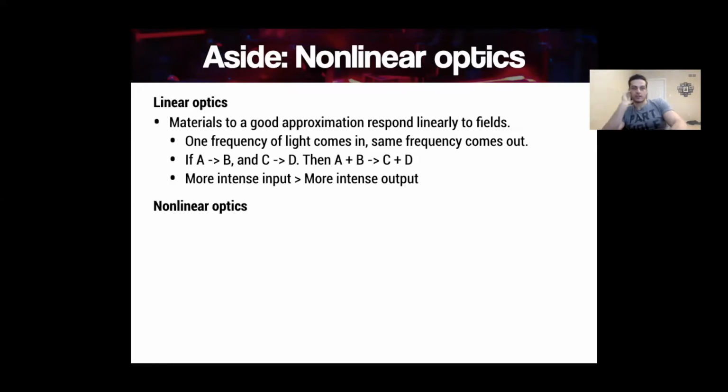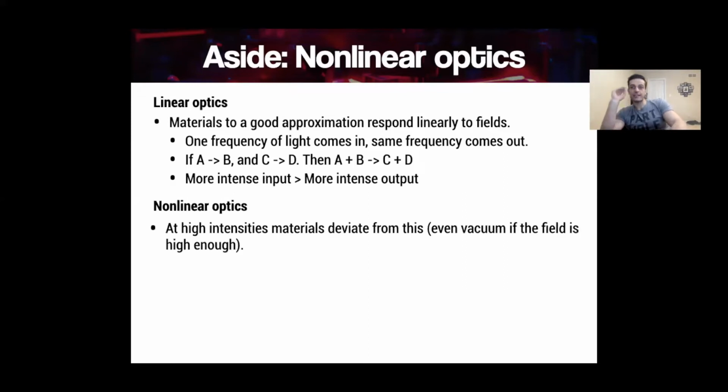So what happens if I go to nonlinear optics? At very high intensities, materials deviate from this. As far as I understand, all materials do. Maybe some do at lower intensities than others. Yeah, all do, because even vacuums will if the field is high enough. So you can try to choose a material where you don't need as high an intensity, but generally you need very high intensities to work with nonlinear optics. And there's actually a bunch of really interesting effects. The Wikipedia page has a bunch of different experiments and effects that have been seen with nonlinear optics, which are pretty neat, and it's an active area of research.